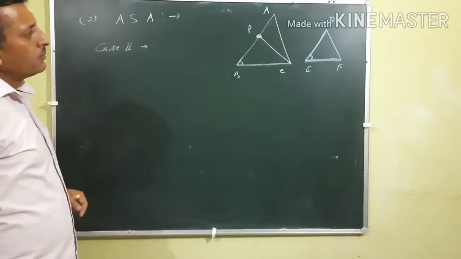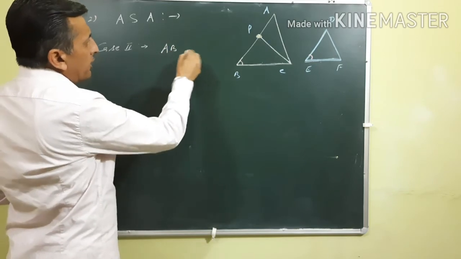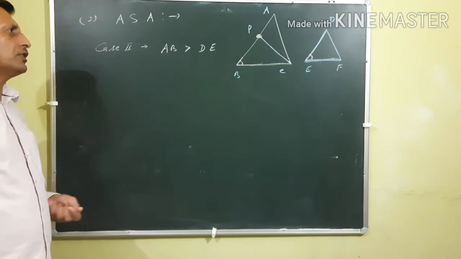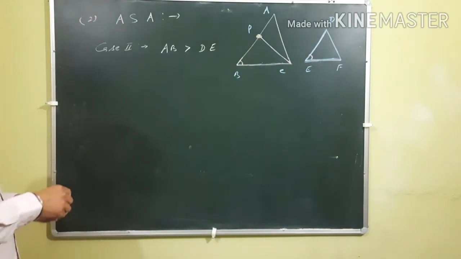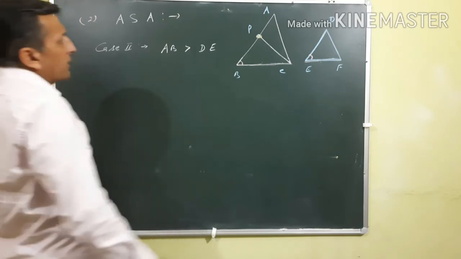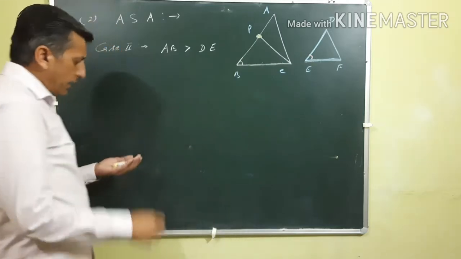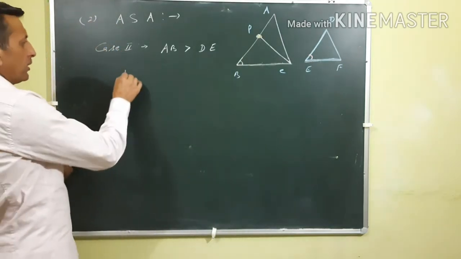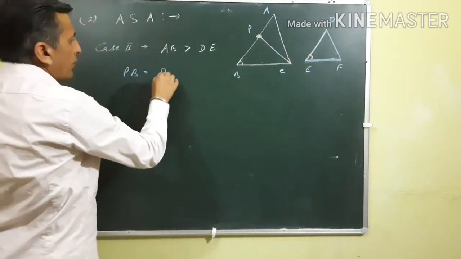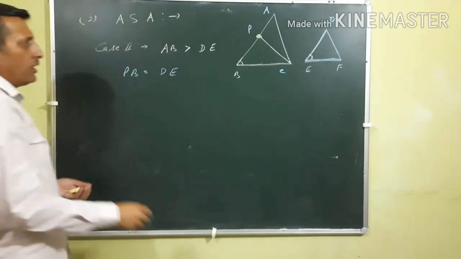So now I'm taking case number 2. In this case, he said that if by chance AB is greater than DE, then how can you show that these two triangles are congruent? See, now if in this case AB is greater than DE, we can take any point P on AB so that this portion PB is equal to DE. Okay, so we have to take this and this, both equal in length.